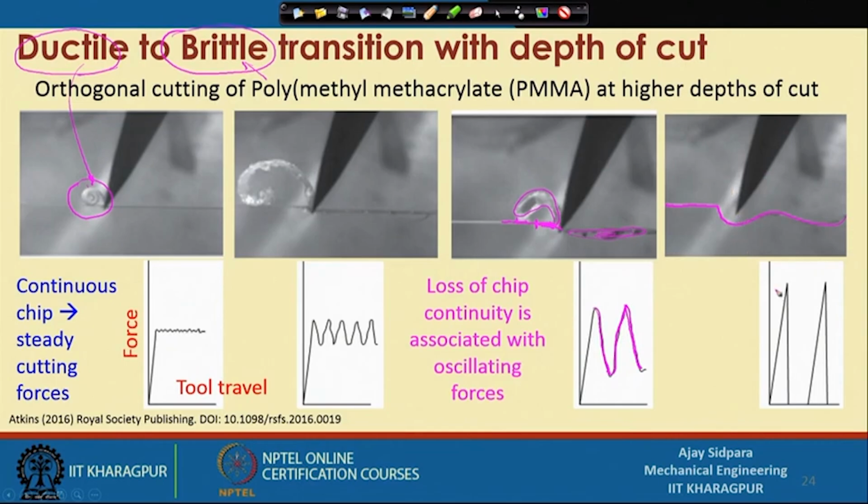Once the tool is in contact, initially it is touching the surface, and the tool travels in this direction continuously. Initially the depth of cut is very high, so the force is increased, and along with that it is moving in this direction. It is removing this much amount of material. Now in this situation you are getting an off time, that means the tool is not in contact with the surface.